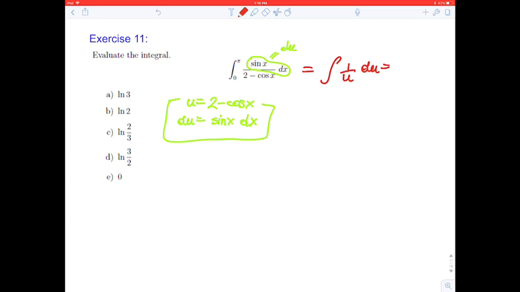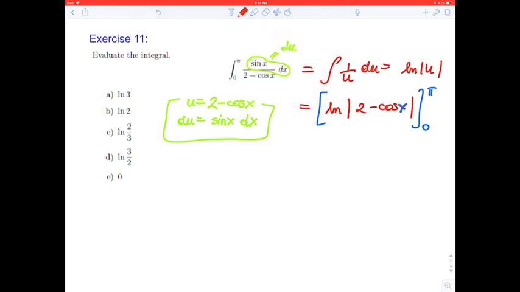Okay, integral of 1 over u is just ln of u. Okay. And to avoid the new limits, I can just substitute back 2 minus cosine of x. I can also do this. That's, we can say, it's just ln of the function from the denominator. But the u substitution is behind. And since I did come back to my x variable, I don't have to find the new limits. I can use 0 and pi, and that's the x value.